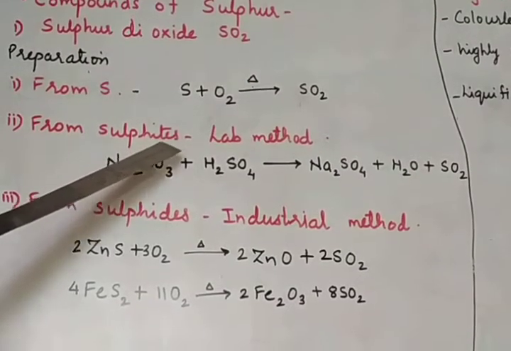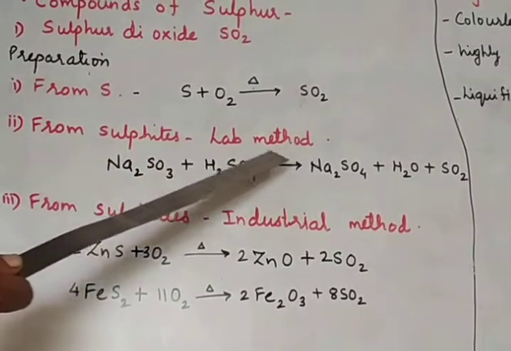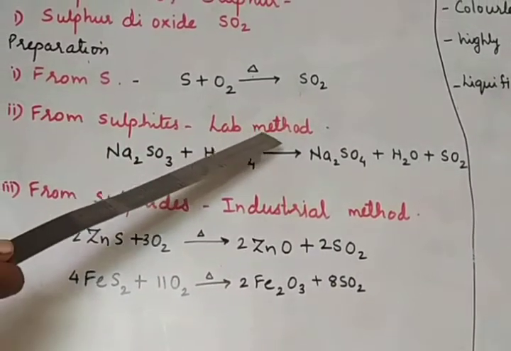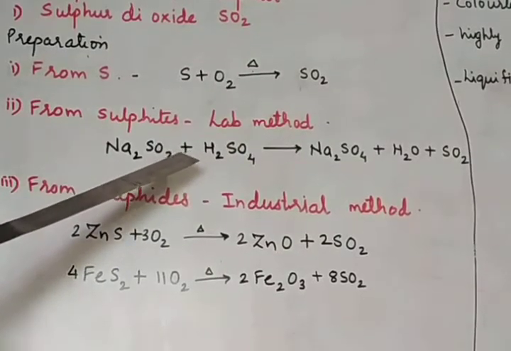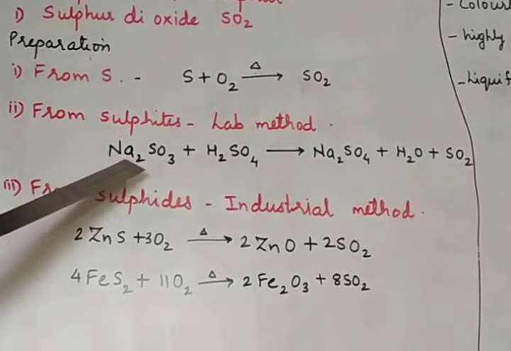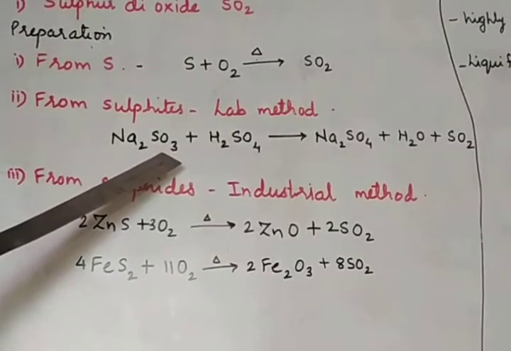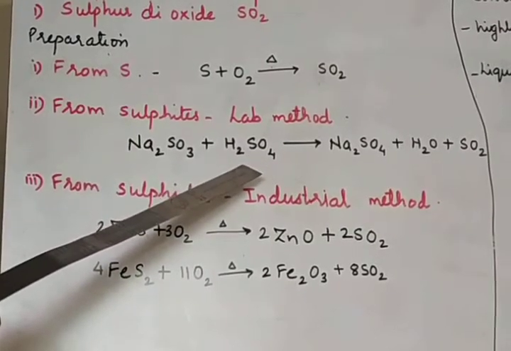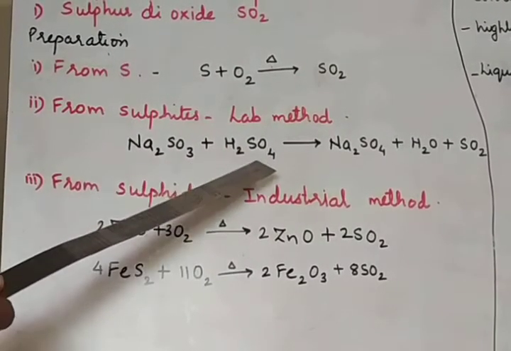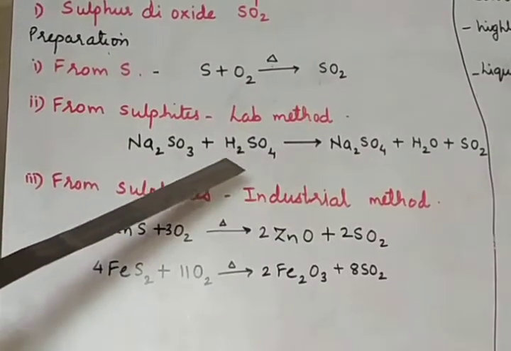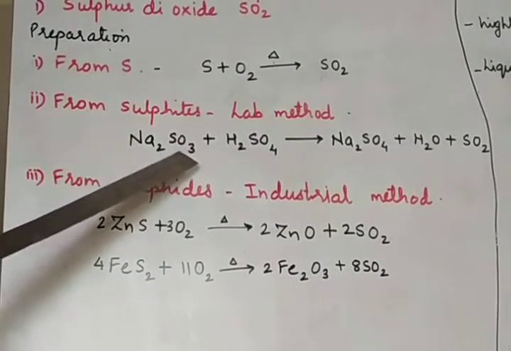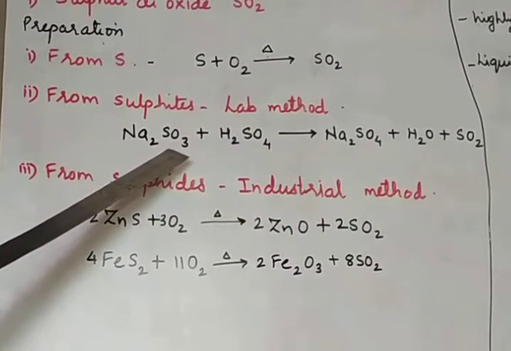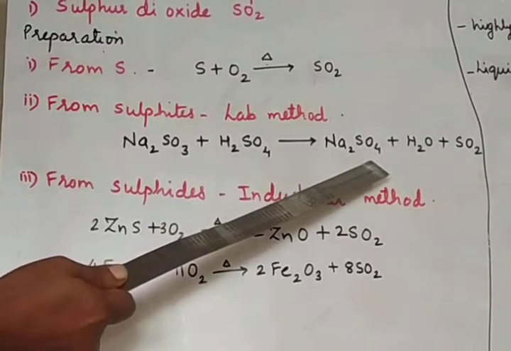Second preparation method is from sulfite. Sulfite compounds have SO3. This is a lab method of preparation. Remember this also. Sulfite method is lab method preparation, that is on small scale. Which compound is used? It is sodium sulfite. Sulfite has SO3. Sodium sulfite, when treated with H2SO4, forms Na2SO4 along with H2O and SO2. Very simple reaction. So sodium sulfite gets converted to sodium sulfate.